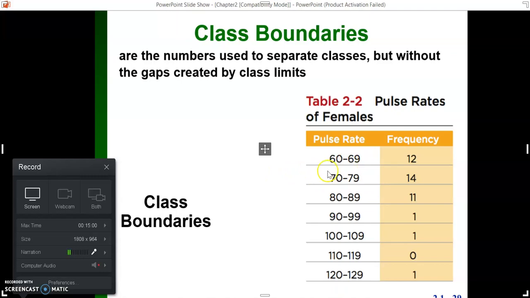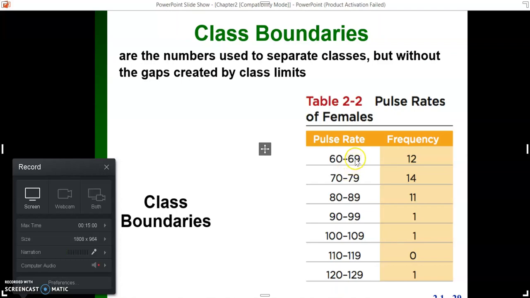If you want to create the histogram or the frequency polygon, you have to know what the class boundary values are. Then only we can connect those two bars. So that's the reason I'm going to show you how to find the class boundaries: the middle of the end value and the beginning value. Find the middle of that, and that is called the class boundary.